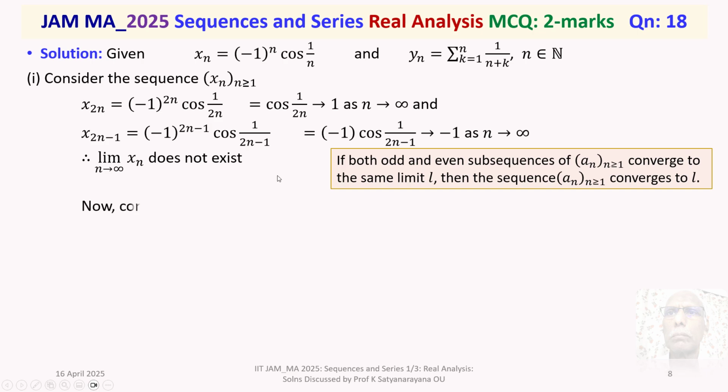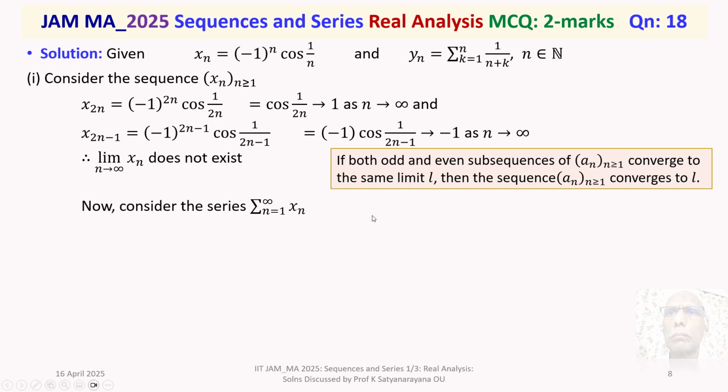What is that we want? We consider the series sigma n is equal to 1 to infinity xn. Now, we remember a theorem, that a necessary condition for the convergence of the series sigma n is equal to 1 to infinity xn is that xn tends to 0 as n tends to infinity. That is, limit n tends to infinity of xn must be equal to 0. That is the necessary condition for the convergence of the series. But here, what we have seen, the limit of xn does not exist. Therefore, this series is not convergent.